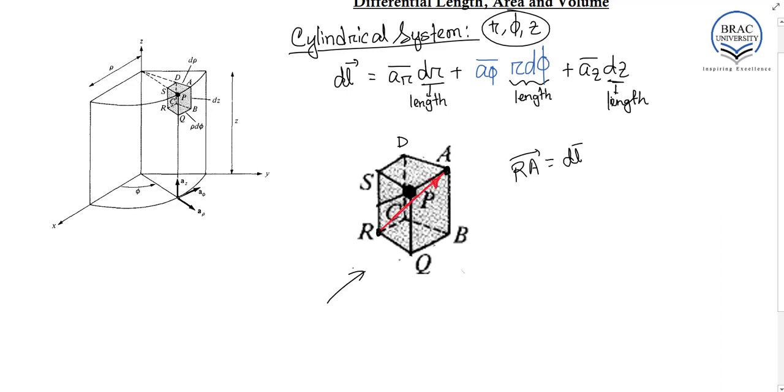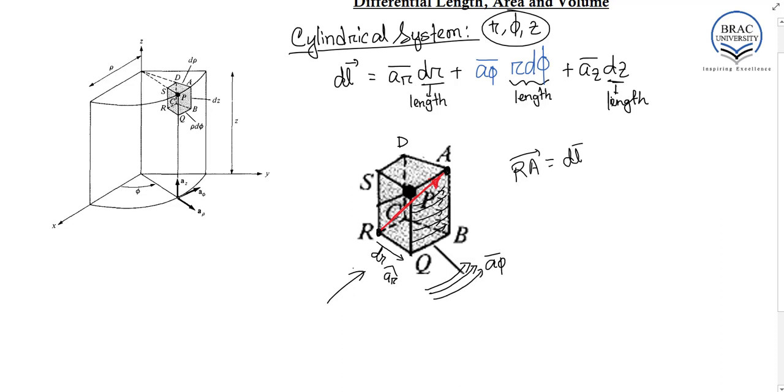Okay, let's say you're standing over here, then you set out your journey and move a distance equal to dr along the direction aR, right? This is the direction of aR. After getting to the point Q, you go to the B point along this direction, okay? This is the direction of a phi.